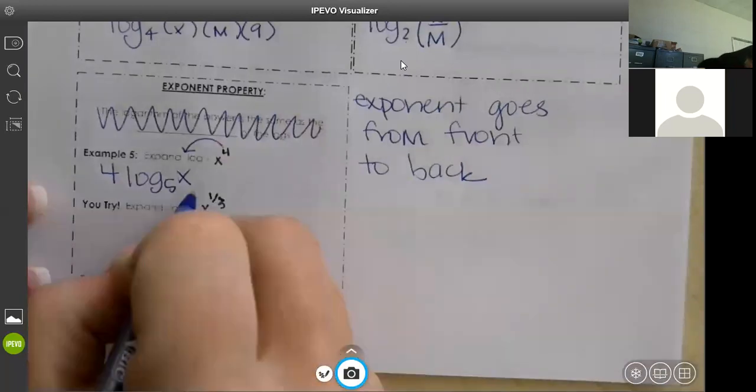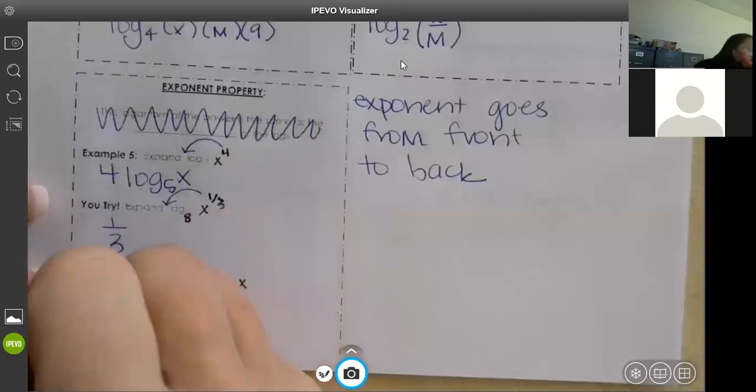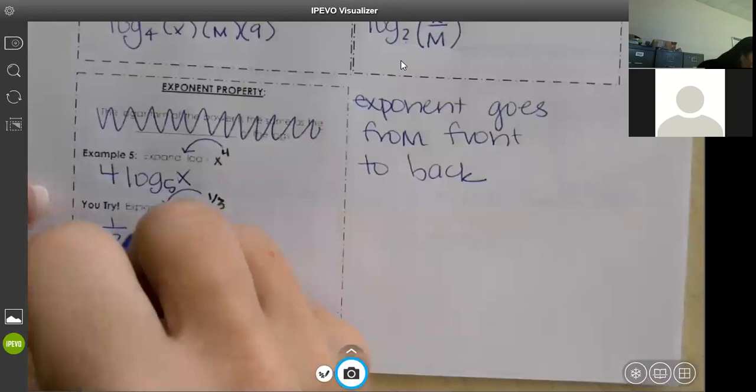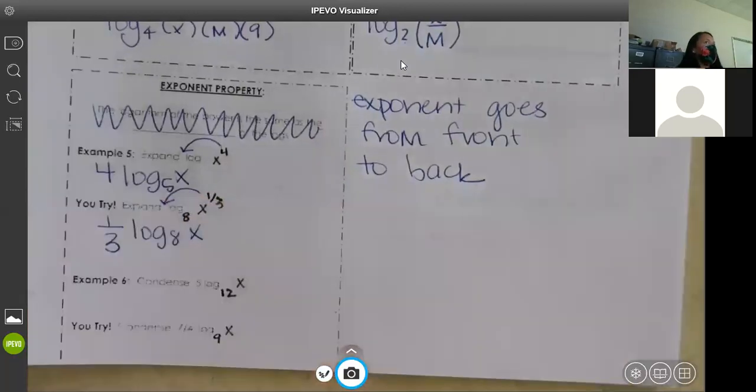So on the next one, we're going to move the 1/3 to the front because I don't know how to work with the 1/3 power. I do, but we don't like to. And then just log base 8 of x.